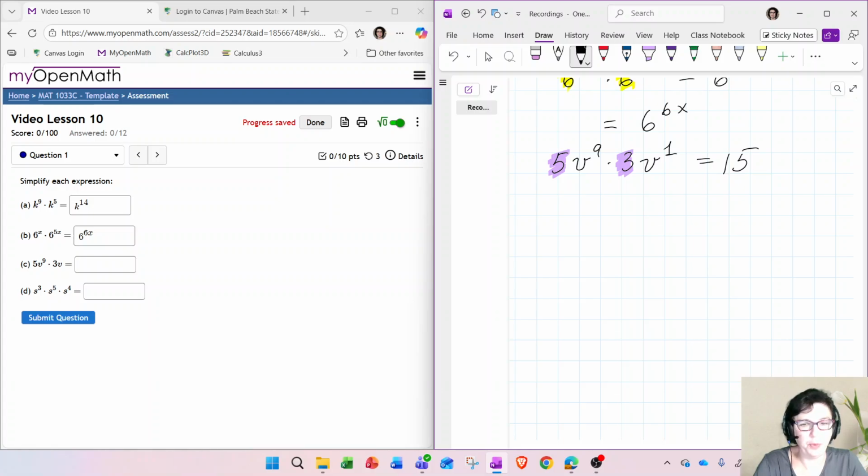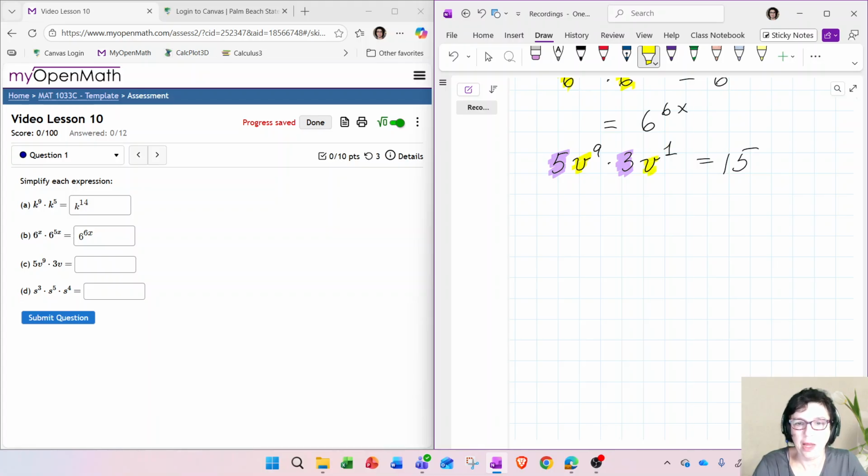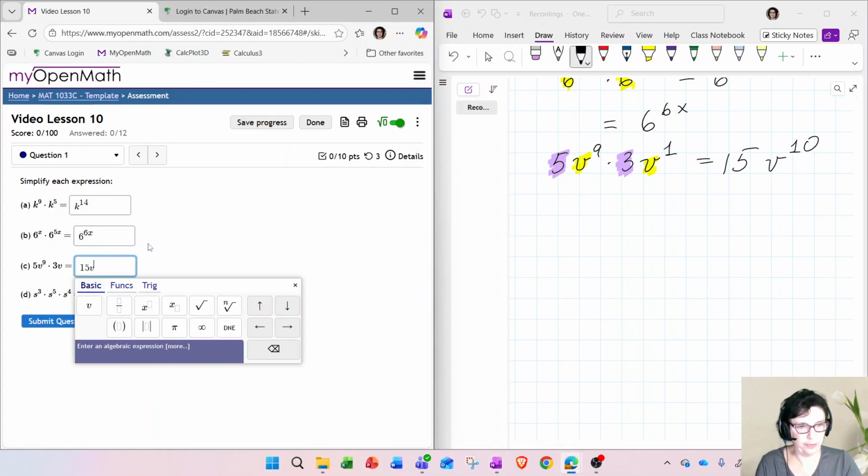The rest of it, we can use our exponent property, which is that we just first check to see if the base is the same. Okay, it is the same. And then we just add the powers. 9 plus 1 becomes a 10. Okay, let's put that here.